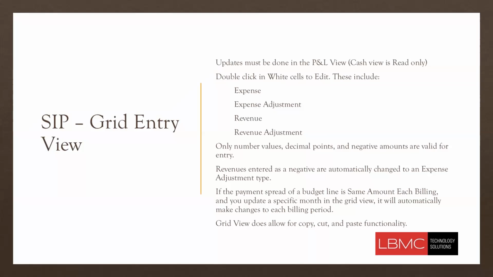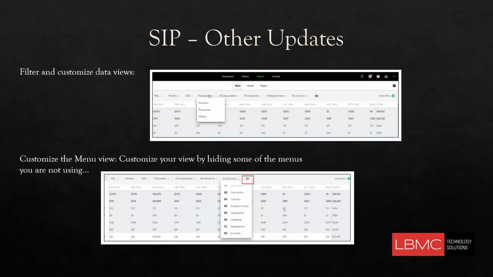Now keep in mind, this is a little caveat, revenues entered as a negative are going to be automatically changed to an expense adjustment type. Okay, so just keep that in mind if you do enter a negative in a revenue area. If the payment spread of a budget line is the same amount for each billing and you update a specific month in that grid view, so let's say I have it spread across and I double click January and I change that, it is going to change January and everything else. So just keep that in mind. The grid view does allow for copy, cut, and paste functionality as well. So pretty cool stuff there.